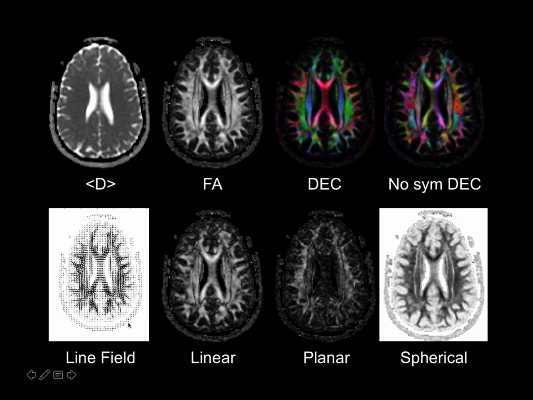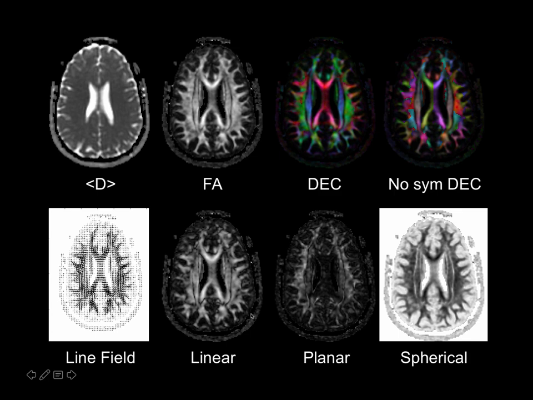In addition, we can have a linear field representation. So take each voxel and say, instead of giving a color to where that primary eigenvector is pointing, just put a line there. Just literally put a line to represent that eigenvector and make a whole map of them. So that's this line field. And you can see in the corpus callosum again, the lines are running in the x direction.